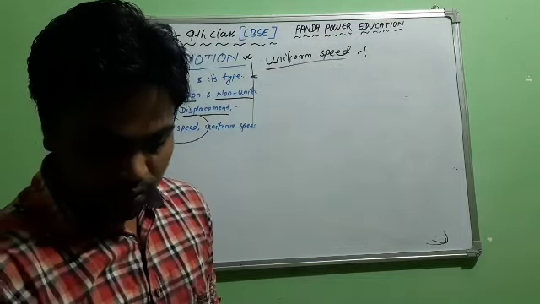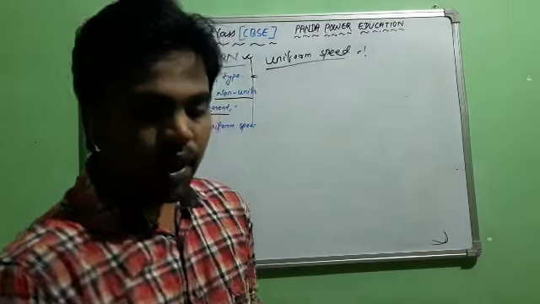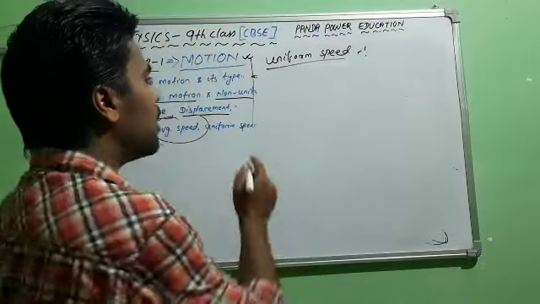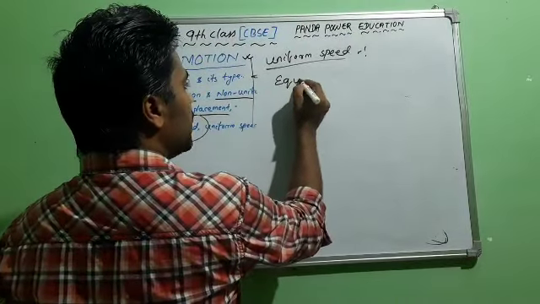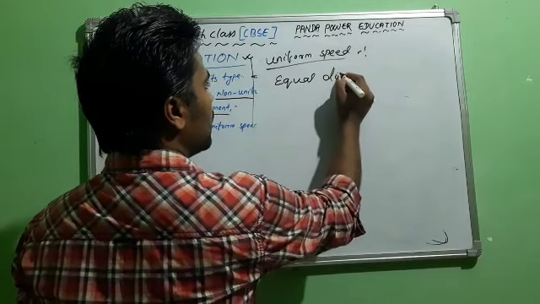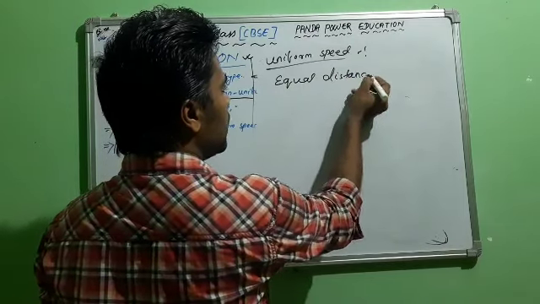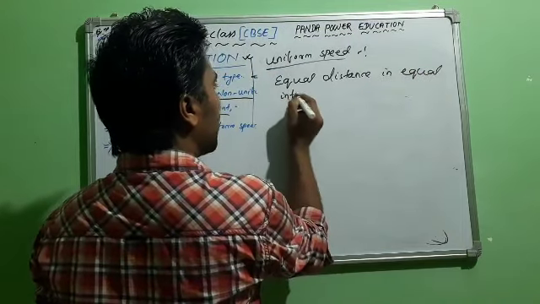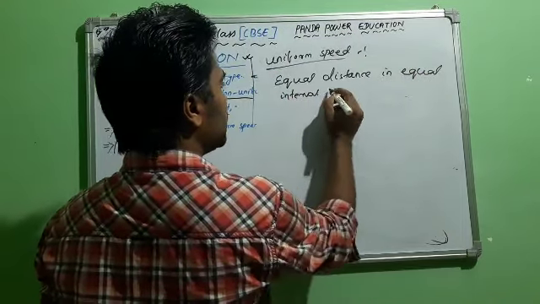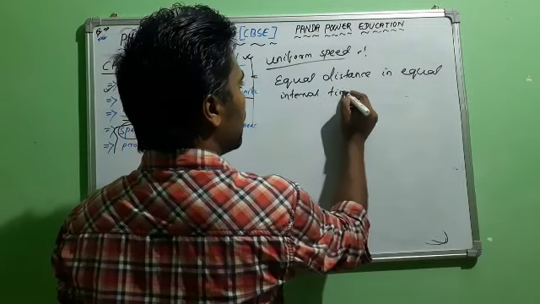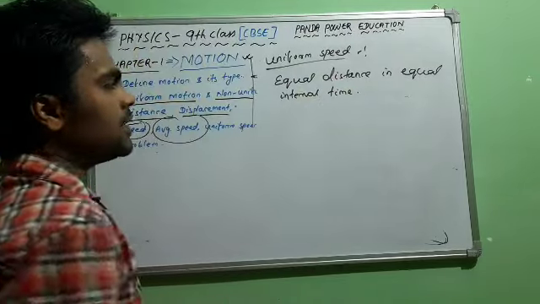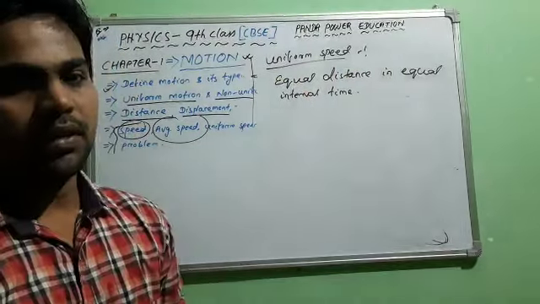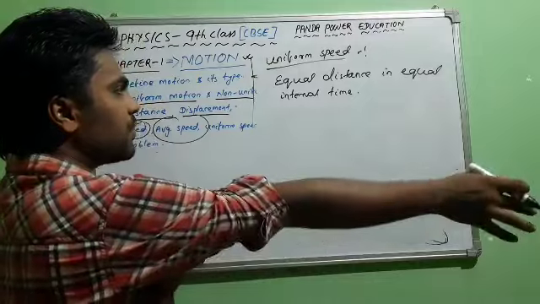Write down in your note what is uniform speed. If a body travels equal distance in equal interval of time, equal distance in equal interval of time is known as uniform speed. Got it?